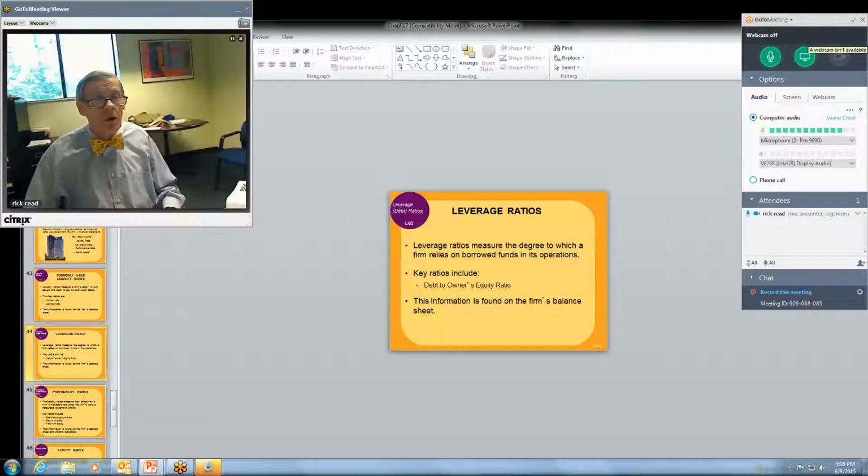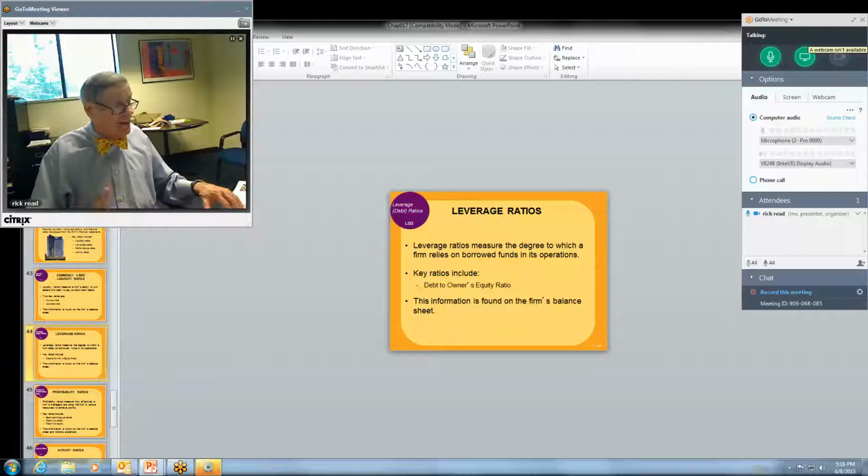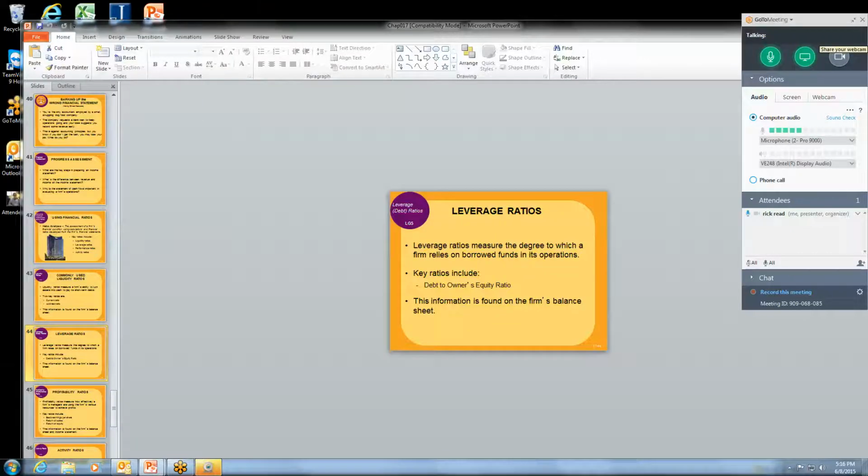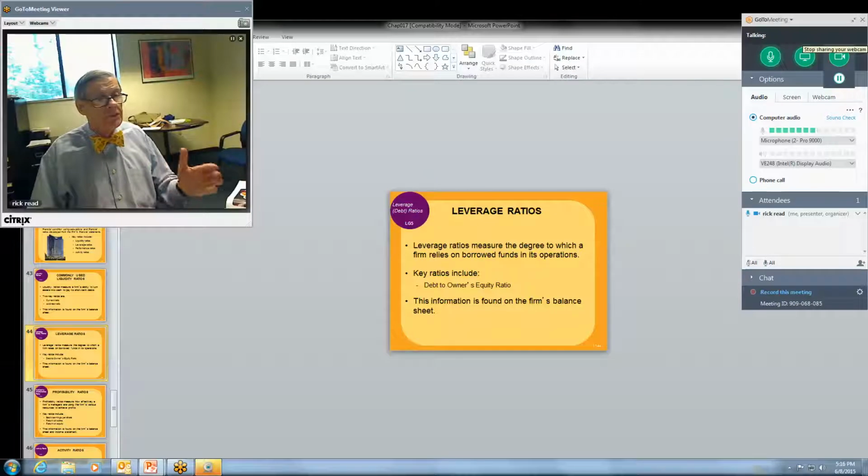Leverage ratio talks about the borrowing of funds. And here the key ratio is debt to owner's equity. Very, very concerned. If the debt outweighs the owner's equity, the company's going to be in some kind of difficulty. This information is also found on the balance sheet.